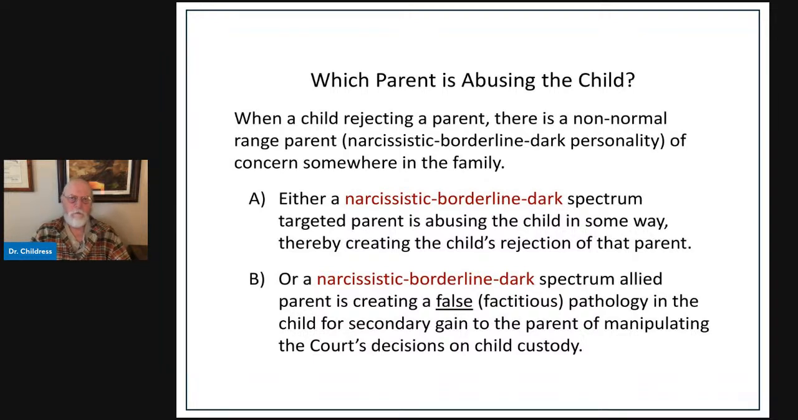So the question for the family courts, when we have a child rejecting a parent, is this: the attachment system is a bonding system. It motivates the child to bond to the parent. And all motivation systems have a direction.